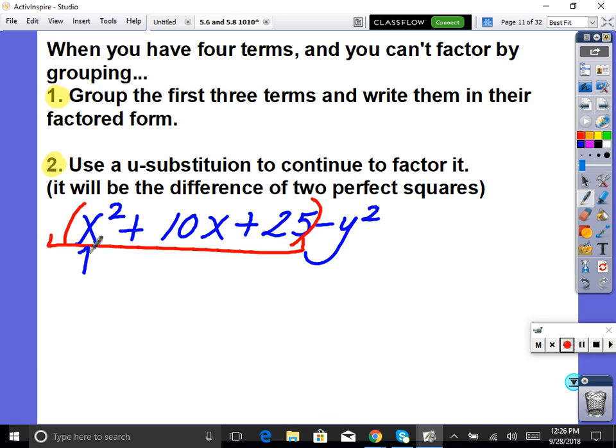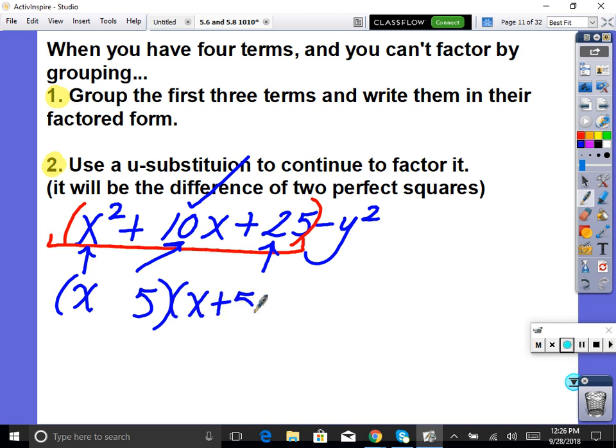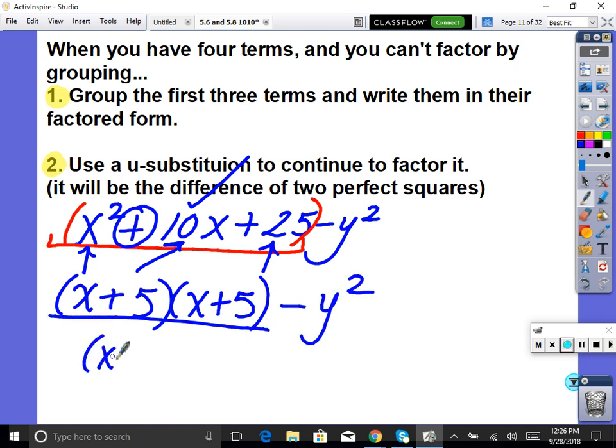So this is two perfect squares. It has a middle term, so x and 5, and then we know it needs to add to be 10x, and then x and 5 is 5x, and there's two of them, so that's 10x, so we're good with our middle term. We can use our trick, so this will factor to be x plus 5 and x plus 5. Plus because it's a plus sign right there. Then we have minus y squared. Now you want to rewrite that as x plus 5 squared minus y squared.